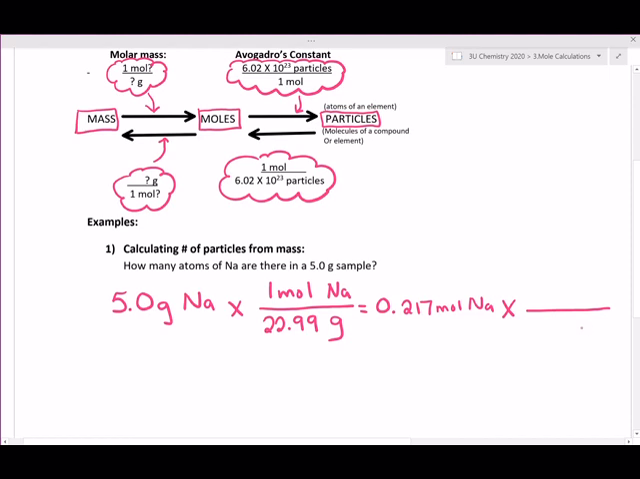So I need something with moles on the bottom and hopefully atoms on top. And that is Avogadro's constant. 6.02 times 10 to the 23 particles, in this case atoms. Squeeze that in here. Is always 1 mole.